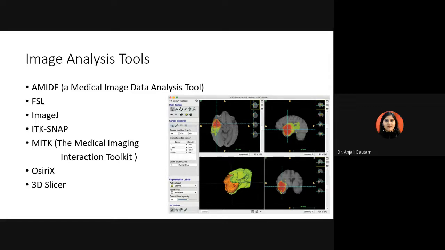So the Medical Imaging Interaction Toolkit and OsiriX. This is basically just for DICOM images. If you have DICOM images and you want to visualize them, then you can use OsiriX. The other one is 3D Slicer. It is also like ITK-SNAP, as shown here in this image of a brain tumor. It will provide you perfect visualization, whether in 2D or 3D. With the help of these tools you can visualize your medical data.